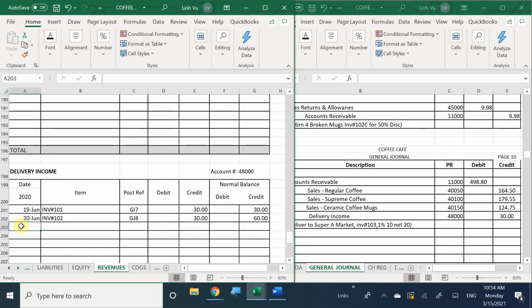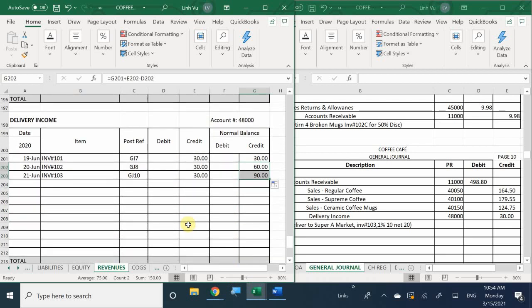Last but not least, we have the delivery income. Right here, delivery income. Invoice number 103. General journal number 10, for the total amount of $30. So therefore, what is going to be my ending balance? $90. Perfect.